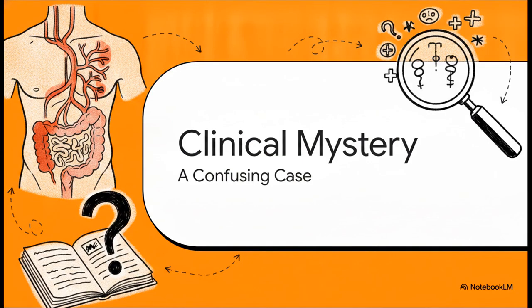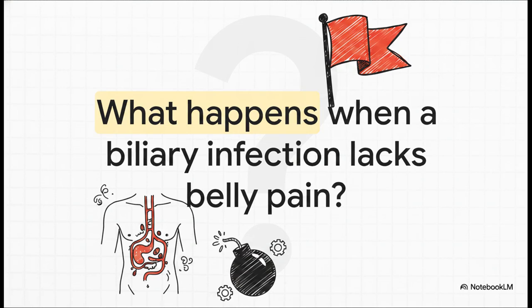Part 1. The Clinical Mystery. Let's look at a real scenario that shows just how sneaky this condition can be in the wild. So, we normally associate gallbladder and bile duct issues with severe abdominal pain, right? I mean, it's the classic red flag we're all trained to look out for. But what happens if that classic symptom is just entirely missing? How on earth do you diagnose a ticking time bomb when the timer is totally silent?